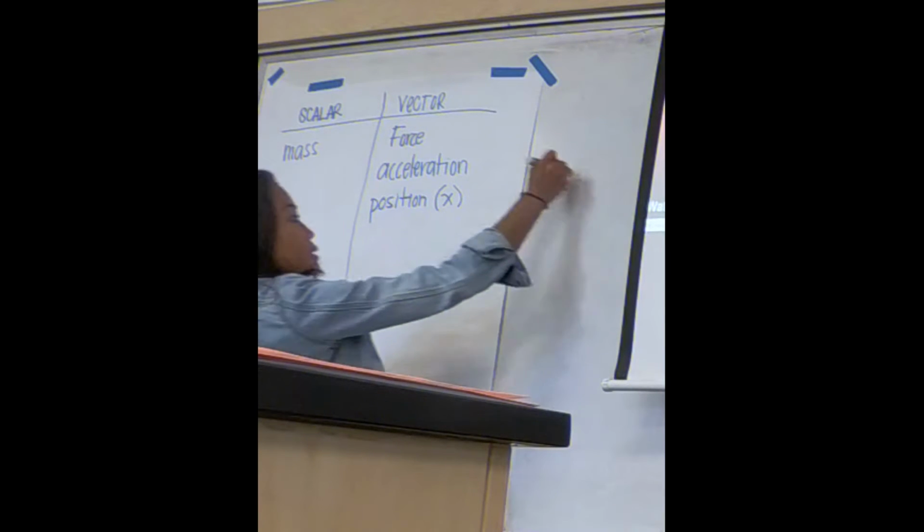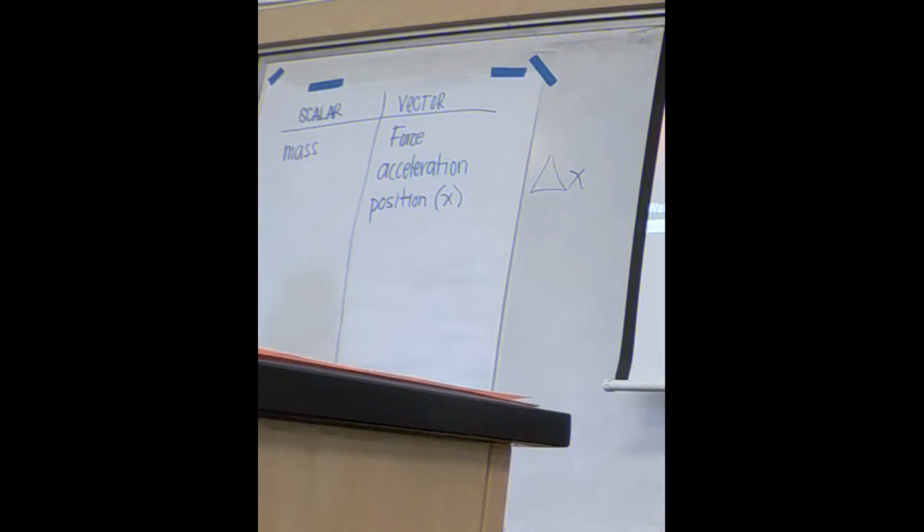Delta means change. So when I'm talking about a change in position, I'm going to represent it by delta x. First of all, you guys did notes on displacement. Is displacement a scalar? How many of you say yes? Is displacement a vector? Very good. So displacement is change in position.